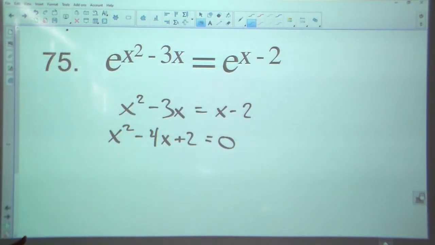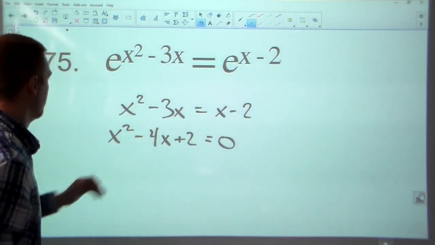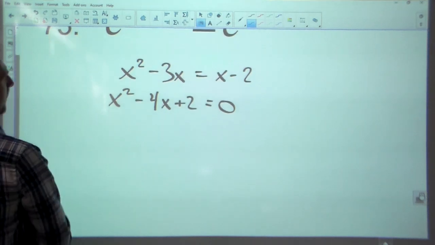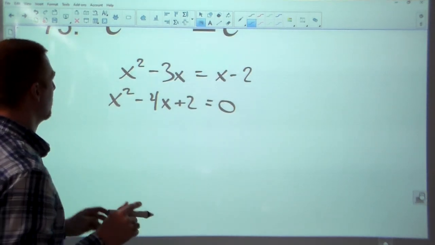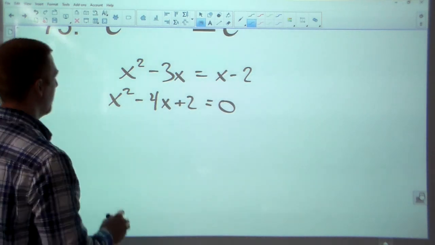Now if you try to factor this, you're not going to get very far. The only factors of 2 are 2 and 1. They don't add up to negative 4, so there's no way to make that work. This is going to be a candidate for quadratic formula. So I'll just kind of get you started on that, and then I'll stop there.